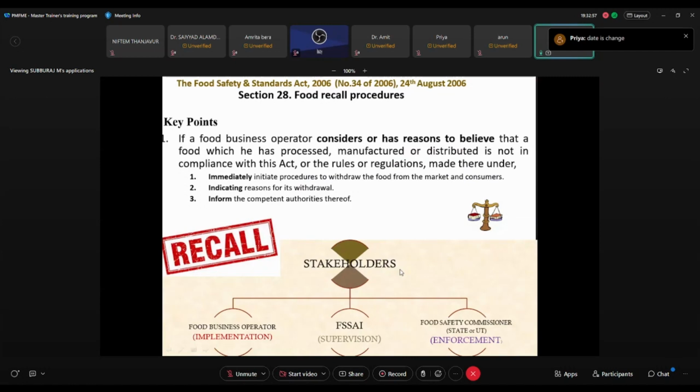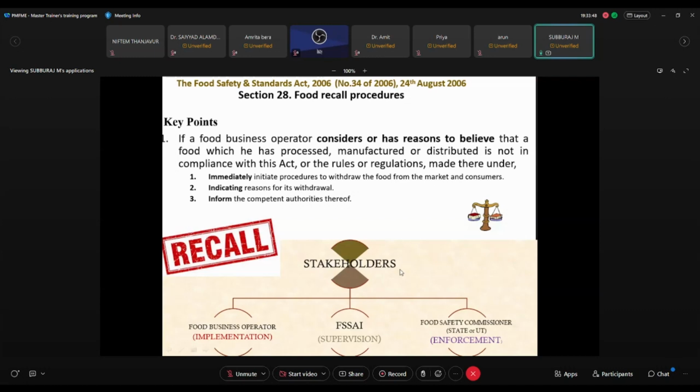Then the recall procedures. Who is going to make the recall? The recall must be done by the manufacturer or food business operator. He has to implement the recall procedures and initiate the recall. That's why I told you that if any food incident happens, the recall must be done by the food business operator. FSSAI is the supervision authority only. FSSAI never tells you to recall this product. If the food is contaminated, it is the company's responsibility. They have to call it back and take it back.